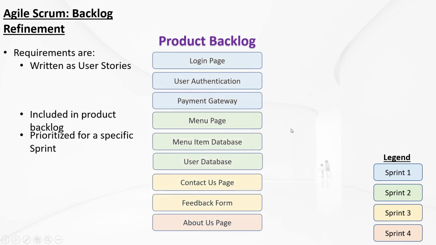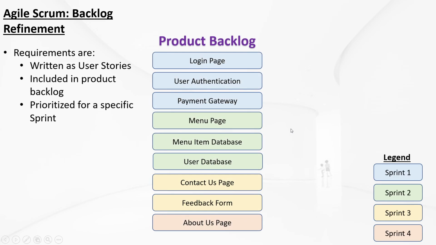In Agile Scrum methodology, system requirements are written as user stories. These user stories are then placed in a list called the product backlog, and it will be grouped and prioritized for development for a specific sprint. The diagram on our right is a sample product backlog. As we can see, each cell contains a user story, and each user story is colored based on the sprint that it is prioritized for.